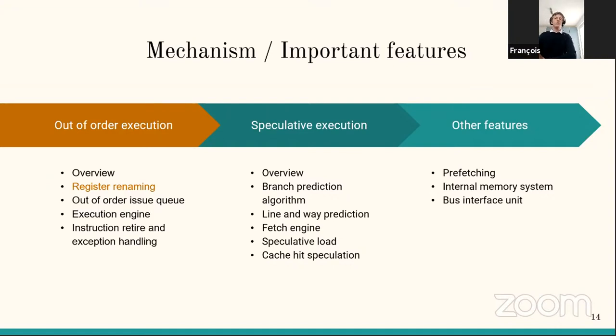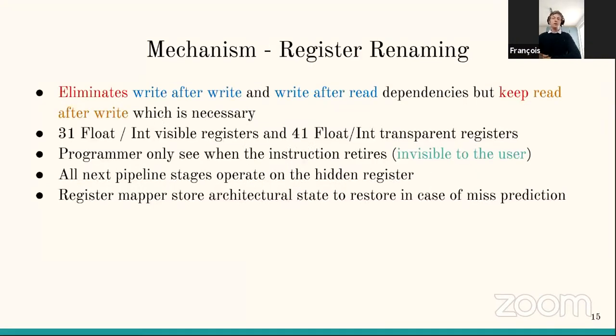The basic idea of register renaming is to eliminate write-after-write and write-after-read dependencies, because they are not important dependencies. We can just remove them and it's not a problem. But there is one dependency which is very important, the read-after-write dependency, so we need to keep this one. Register renaming assigns a unique register to each instruction and deletes these two useless dependencies.